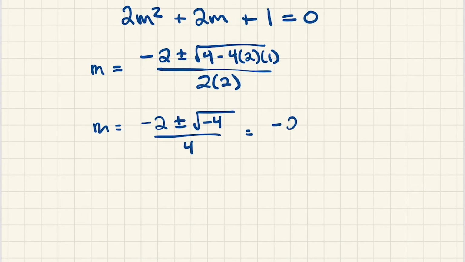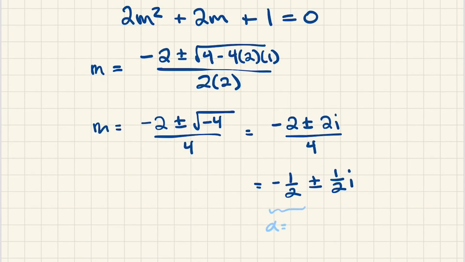So we get negative 2 plus or minus the square root of negative 4, which is 2i, and this is all over 4. So we're going to get negative 1/2 plus or minus 1/2 i. So here we can see that our alpha is negative 1/2 and our beta is 1/2. Remember, alpha and beta themselves are always real numbers. We are comparing this with the form alpha plus i times beta.